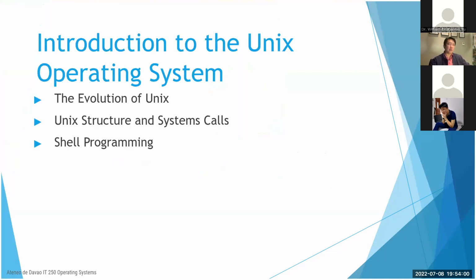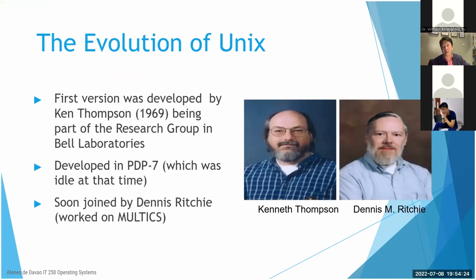So what better way to learn about operating systems than to use an open, fairly structurally understandable operating system such as Unix, right? So today we'll cover, for this course, at least my part of the course, the evolution of Unix, Unix structure and system calls, and shell programming. Those will be some of the things we'll be covering in the first half of the class. Okay. So first off, Unix was invented by two developers. First Ken Thompson and then Dennis Ritchie, who invented the C programming language.